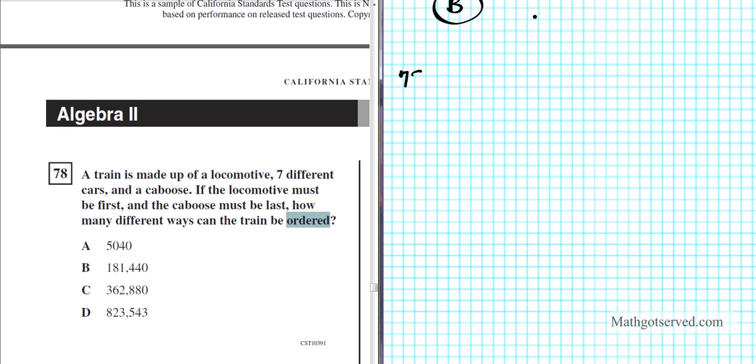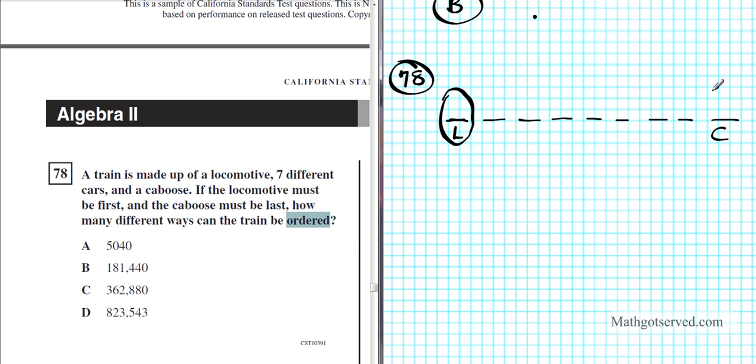All right, so for 78, I'm going to do it the first way I showed you, and then I can also show you how I could do it with permutation. So we have a locomotive that takes the first spot, and then we have 7 different cars: 1, 2, 3, 4, 5, 6, 7, and then the caboose takes the last spot. Now, we're told that the locomotive must be first. So this spot is locked. This doesn't move, it's fixed. And then the caboose must be last, so this spot is fixed. So you don't get to move it around.